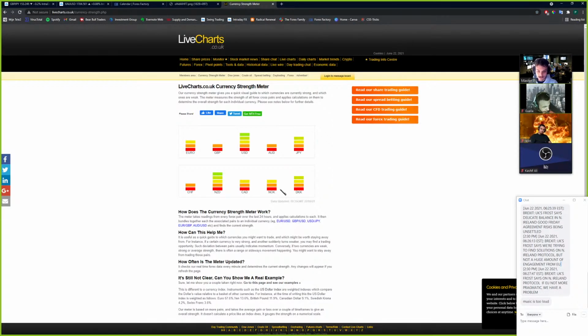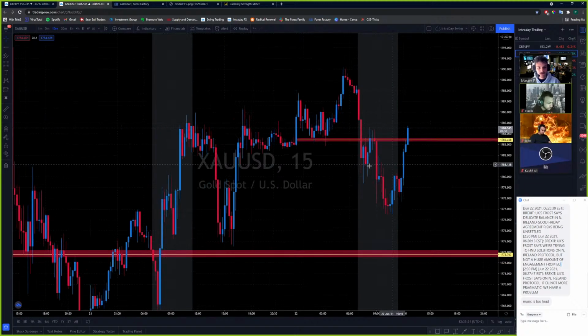And what about gold? Does this have gold? No, but the USD is very strong. So technically gold should come down if USD is strong, but gold is going up.